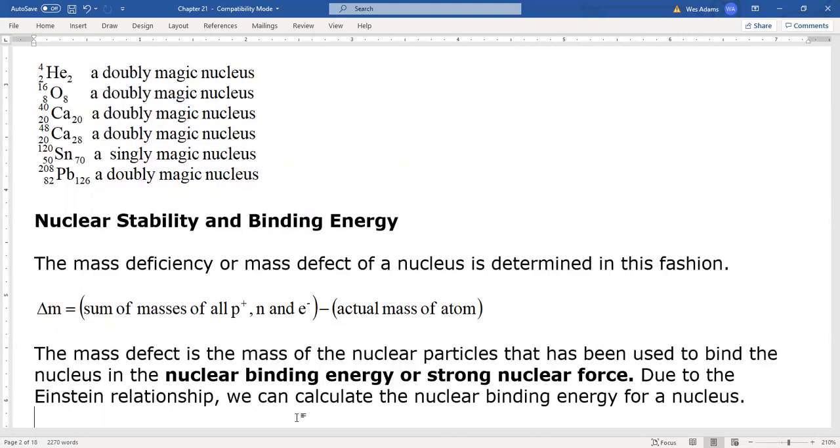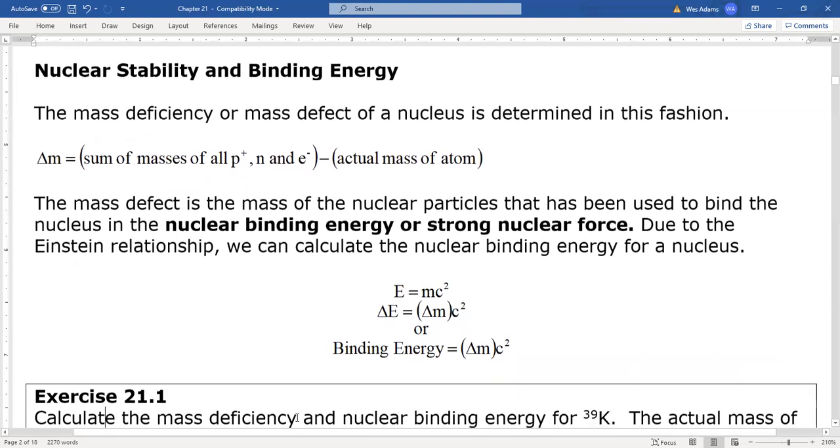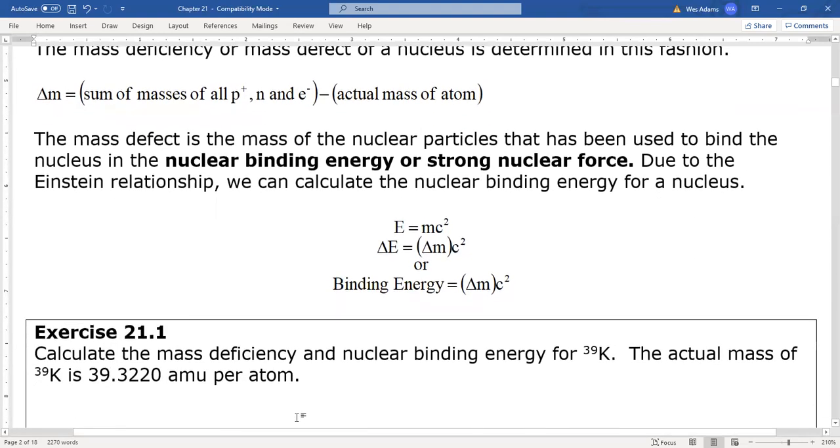Due to the Einstein relationship, we can calculate that binding energy using E equals mc squared. In our case, the M will be the mass defect. So if we look at that, calculate the mass defect and binding energy for potassium 39, where the actual mass is 39.3220 per atom.